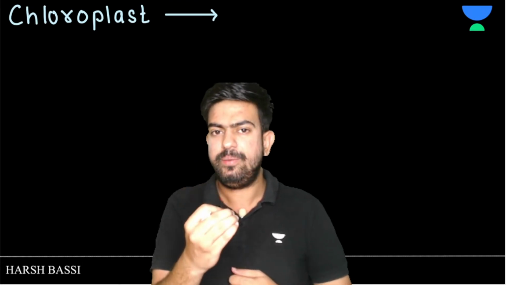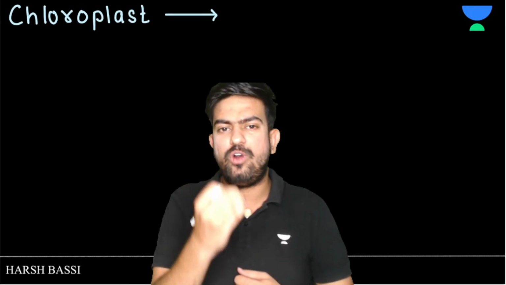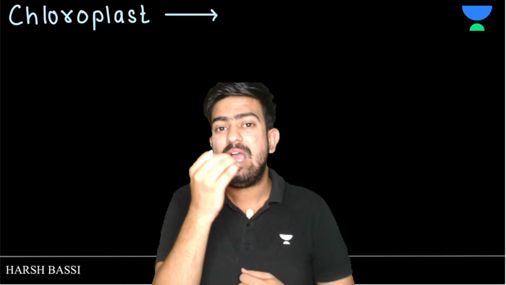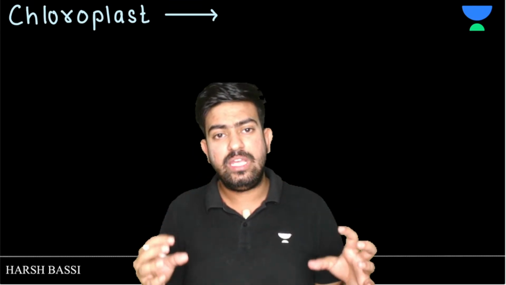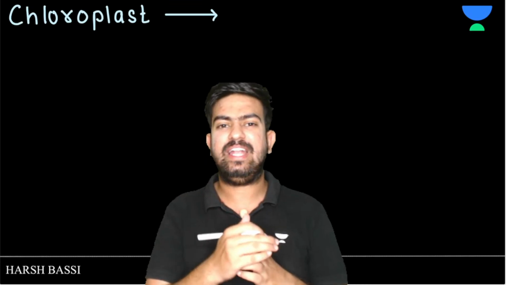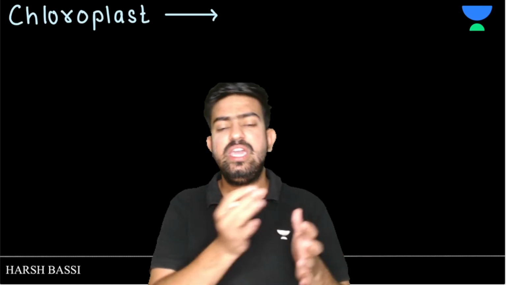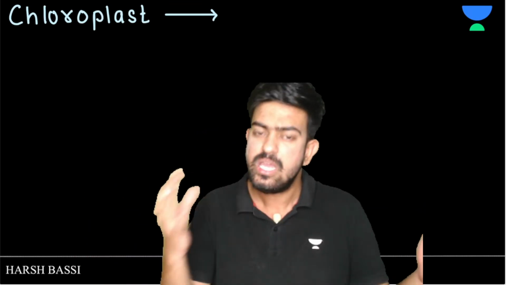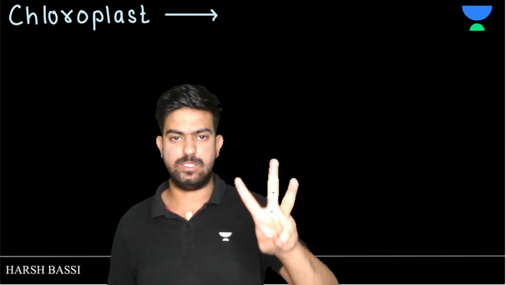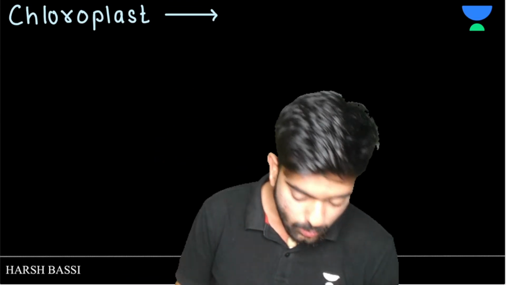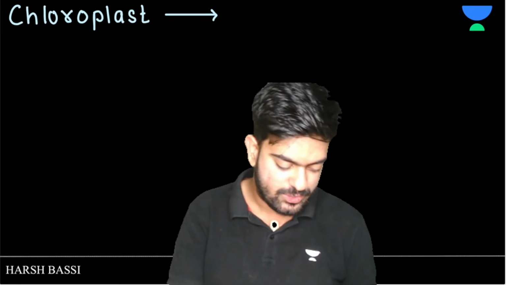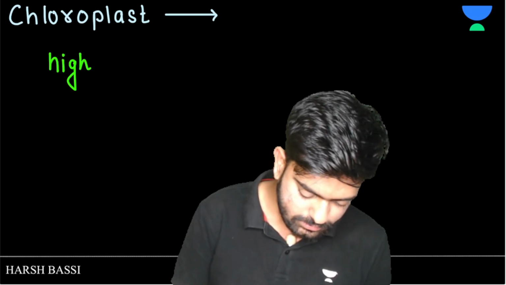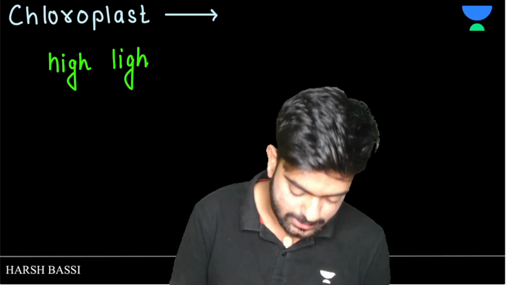In a similar manner, the chloroplast also aligns itself according to the light, right? If the intensity of light is high, they are going to align themselves in one manner. If the intensity of light is something different, they are going to align themselves in a different manner. So let's see, there are three cases. The first one is the high light intensity. Okay.